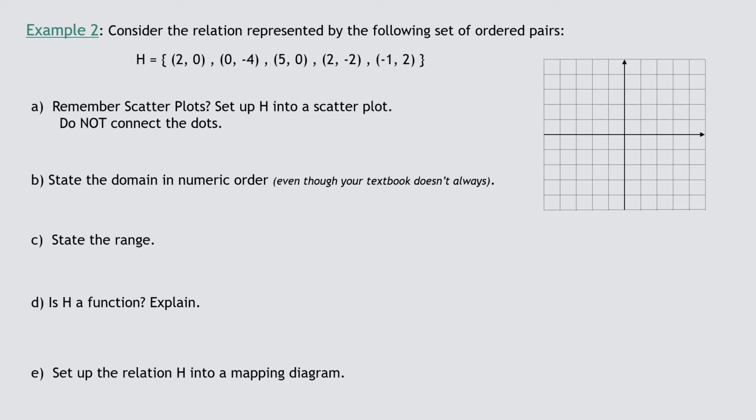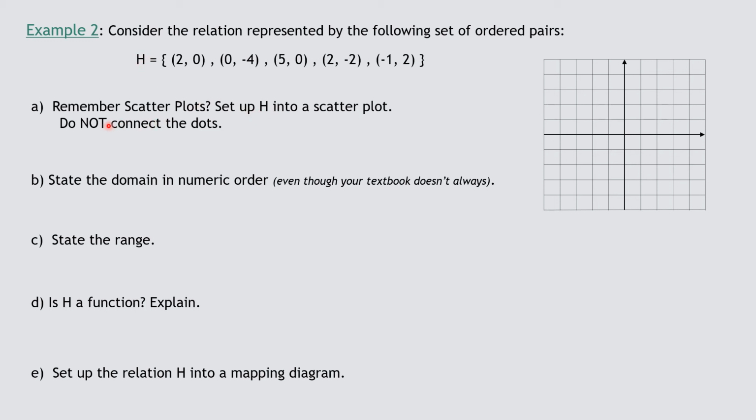Example 2. Consider this relation. Now this time, last time I gave you an equation of a line, and that was fine. I gave you an equation of a quadratic, but this time it's just a set of ordered pairs. These are just coordinates, so I don't know what shape it is. I just have some coordinates. So let's put them into a scatter plot. This is called H. Let's put H into a scatter plot.